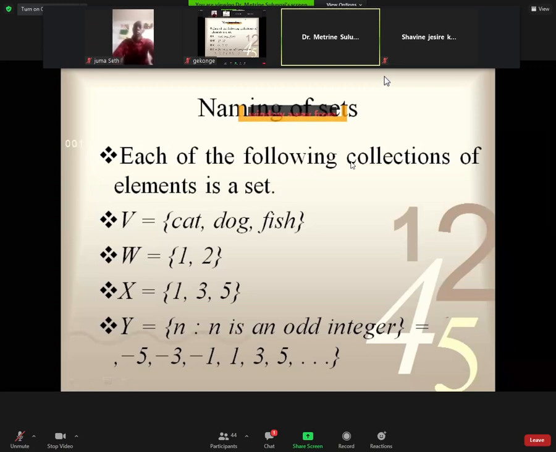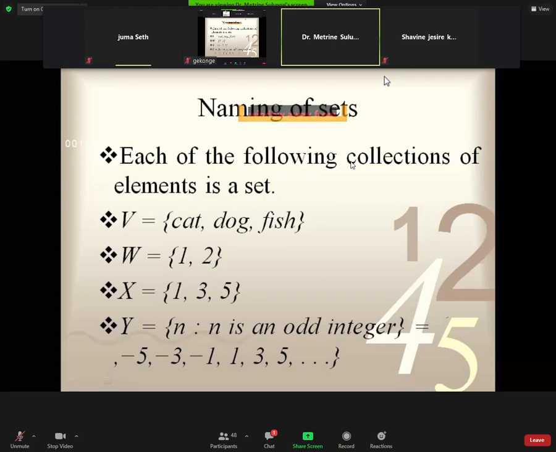They are represented by capital letters, but they also have members, or elements. The elements can be represented by small letters, for example r, a, e, o, u. Apart from small letters, they can be represented by words, for example cat, dog, fish. We can also represent the elements using numbers, for example in sets W and X.